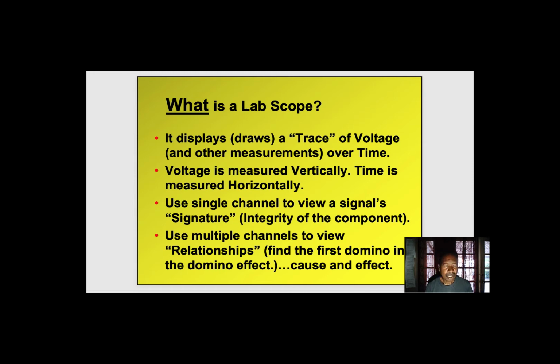You use a single channel to view a signal signature, the integrity of the component. In other words, if that component glitches or drops out a signal, you can actually see it with the trace of a lab scope, which is difficult with a voltmeter. Use multiple channels to view relationships, like valve timing, mass airflow, front and rear O2 sensors.